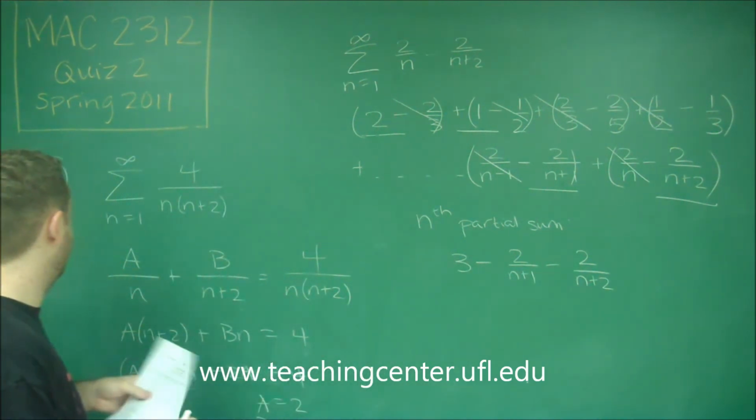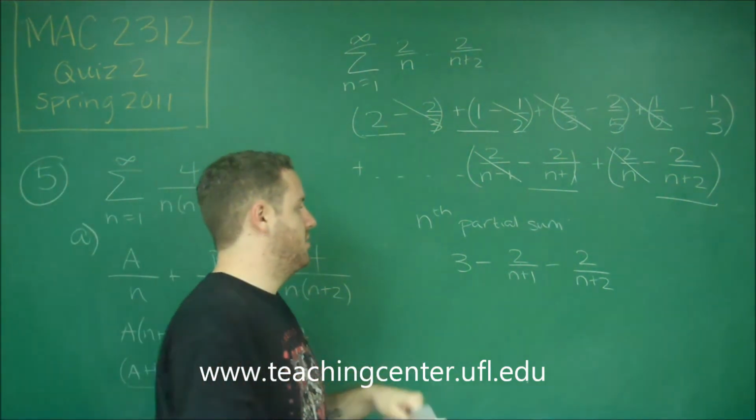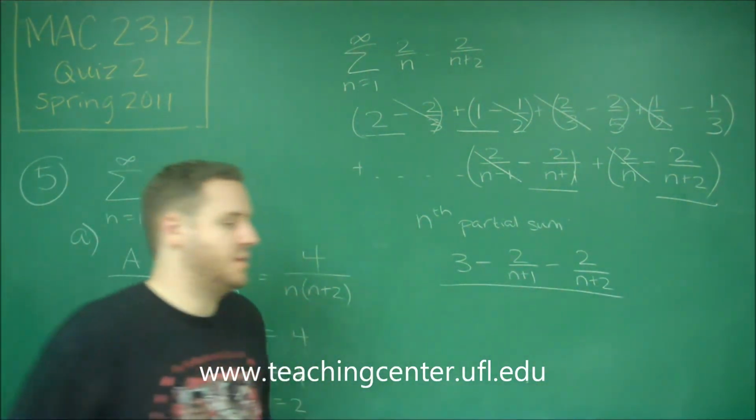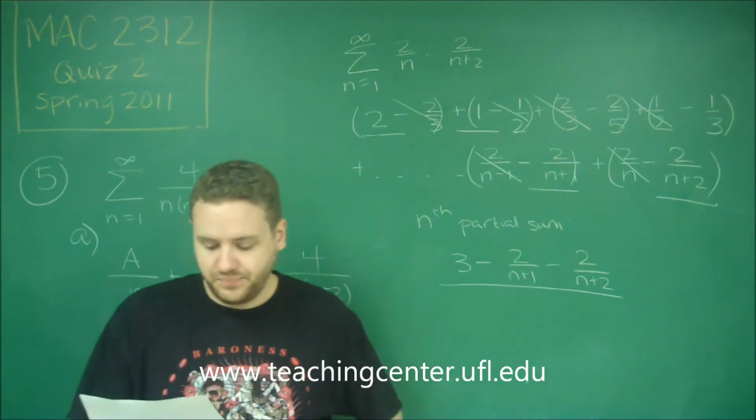So that's part A here, and write that. Finding the formula for the nth partial sum, we have this formula right there. You wouldn't need to do common denominator and all that. You could leave it like that.